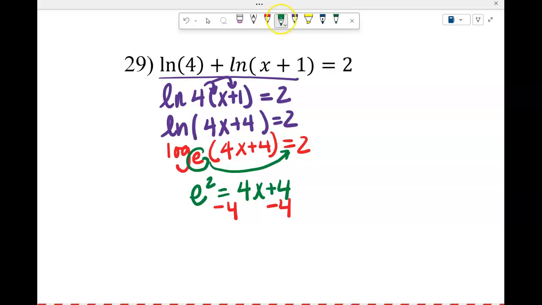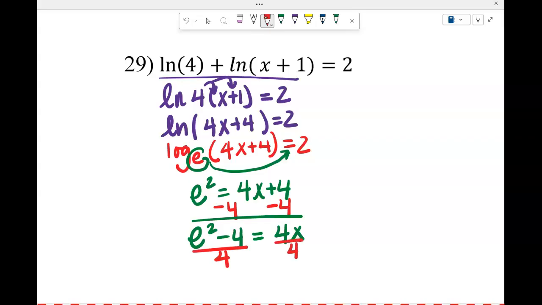So e squared minus 4. Oops, e squared, not minus 4. Let me erase. e squared minus 4 equals 4x. Now divide both sides by 4. You can keep it like this. It's perfectly okay. So x equals e squared minus 4 all over 4.